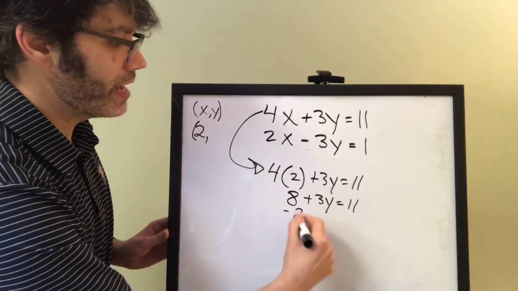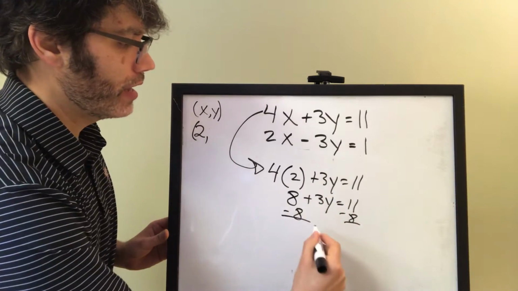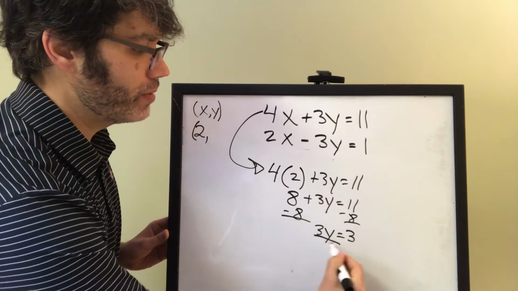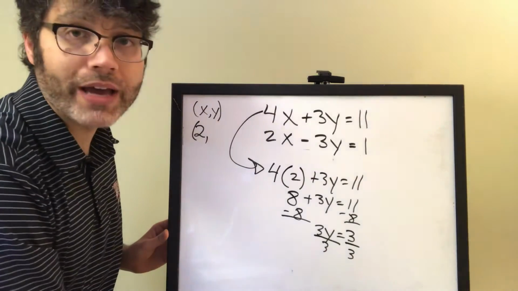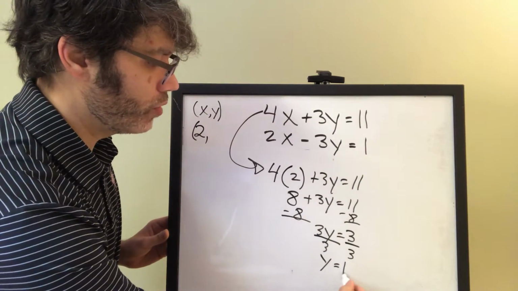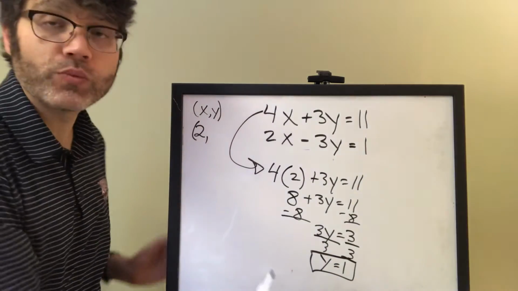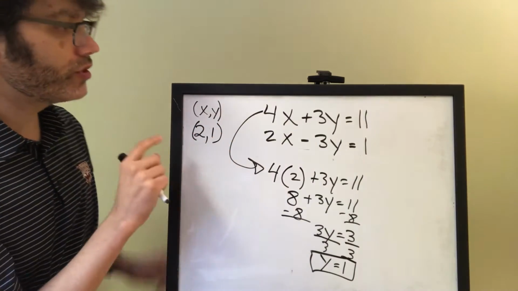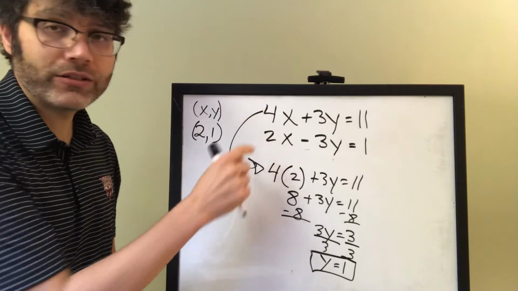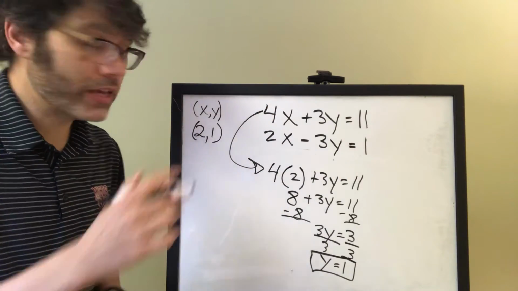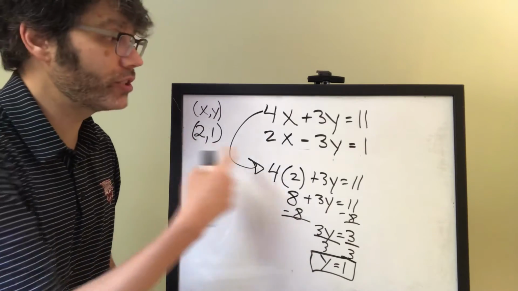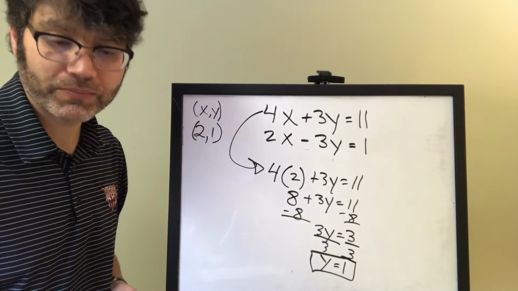I'm going to subtract 8 from both sides. And now I have 3y equals 11 minus 8, which is 3. Divide both sides by 3, and I get y equals 1. Y equals 1. So that was what my y value is the whole time. So I'm going to put that over here. So if these two lines were drawn on a graph, they would cross at the point 2, 1. That's the common solution, or the solution to the system of equations.